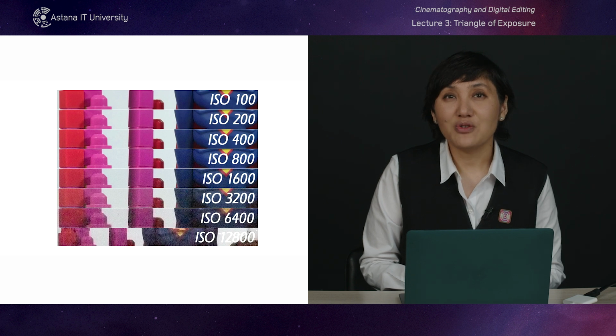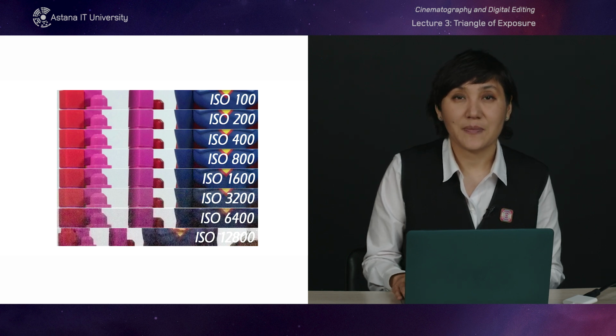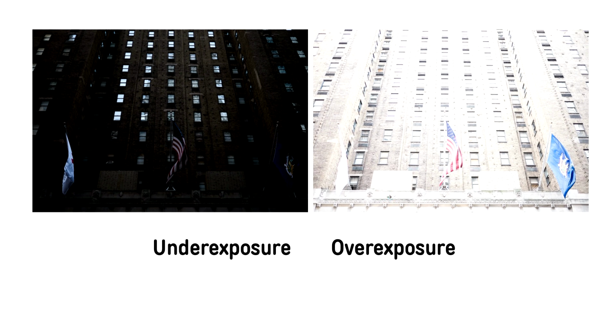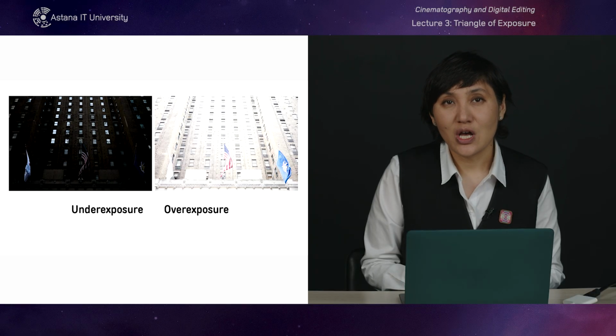When you adjust one, you often need to compensate by adjusting one or both of the others to maintain proper exposure. For example, if you widen the aperture to let in more light, you may need to increase the shutter speed or lower the ISO to avoid overexposure. Similarly, if you slow down the shutter speed to capture more light in a dark scene, you may need to narrow the aperture or decrease the ISO to prevent the image from becoming too bright.